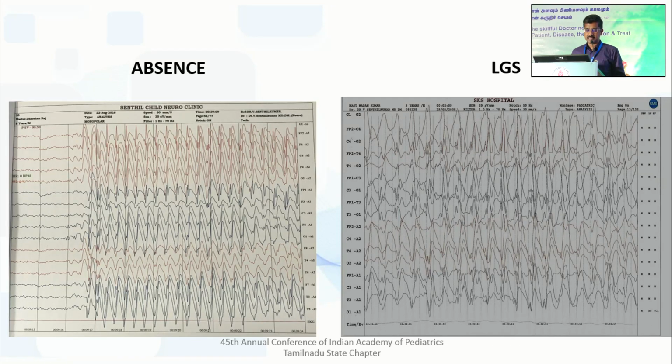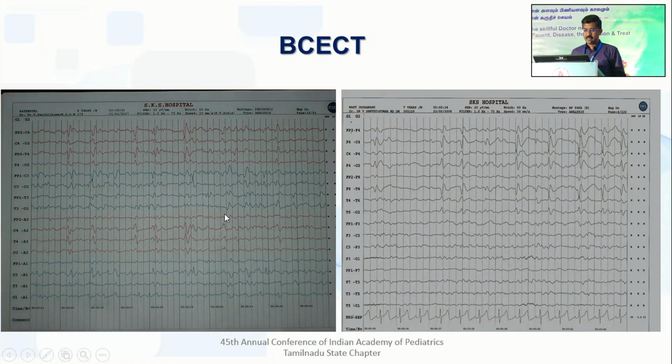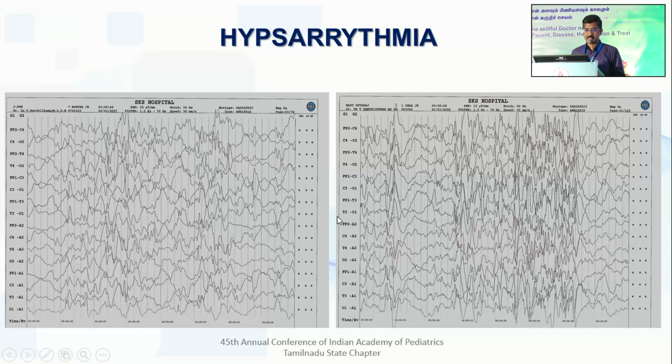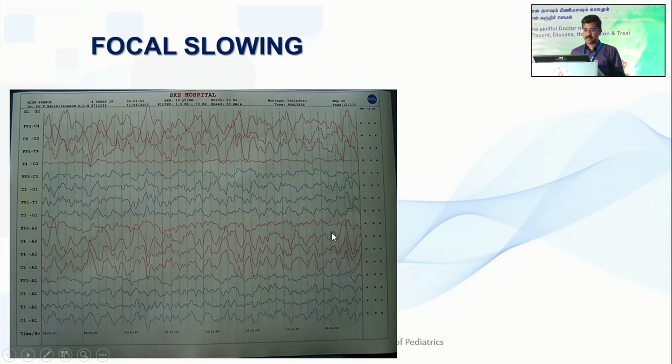It predicts Lennox-Gastaut syndrome. As I said, the previous clinical scenario with centrotemporal spikes is the classical BCECT, benign childhood epilepsy with centrotemporal spikes. But if you see occipital spikes, it is benign childhood epilepsy with occipital paroxysm. And hypsarrhythmia, a bizarre pattern associated with flexor spasms and developmental delay, is part of the West syndrome complex.